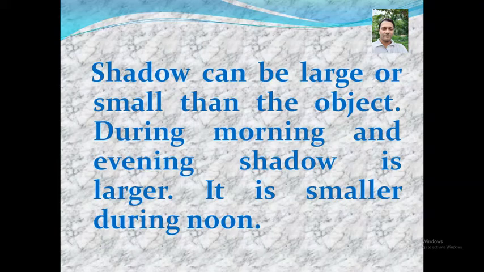Our shadow during morning and evening is larger because light is falling obliquely on us, so we see our shadow larger on the ground. But during noon, the sun is just above our head in the sky, that is why the straight light is coming on us and our shadow will be small as compared to our own height.